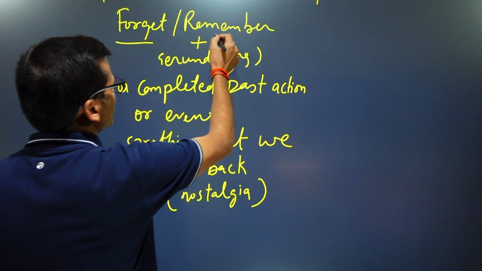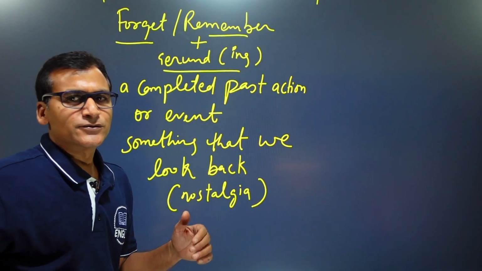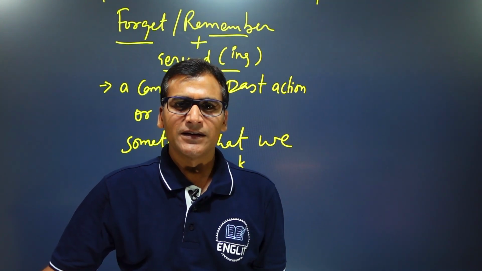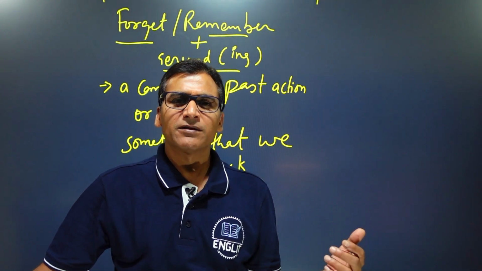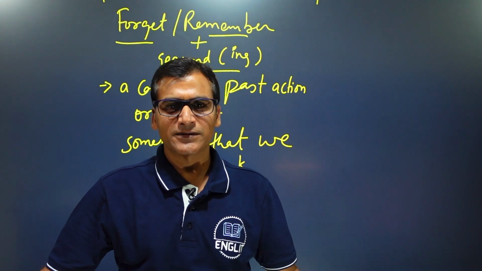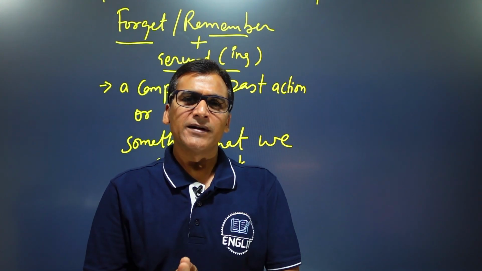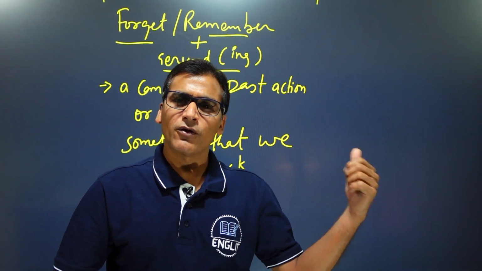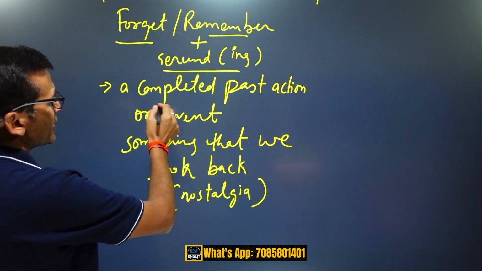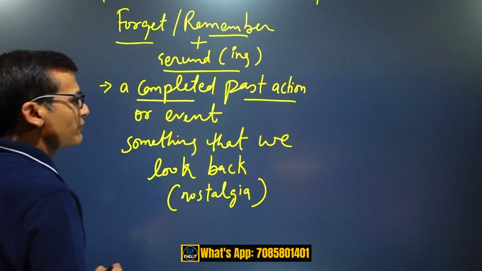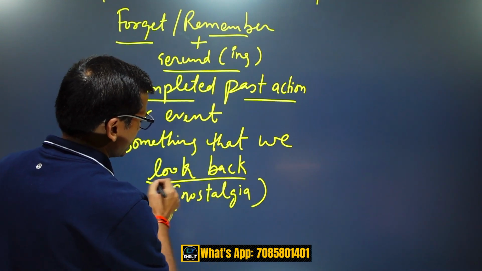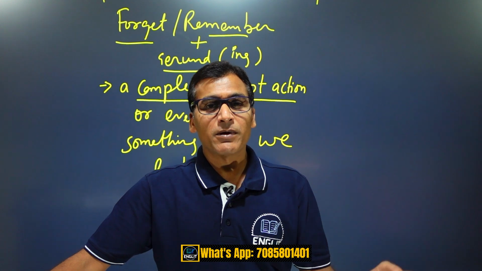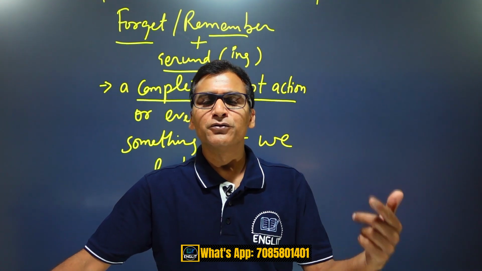When we use forget and remember with a gerund, the -ing form, it is always to refer to something that we have done in the past, some memory or some act. So forget and remember with the -ing form is always used with something from the past. It is used with a complete past action or event, something that we look back on, just like sometimes we are nostalgic and then we remember something. So if we remember doing something, it will be used in the -ing form.